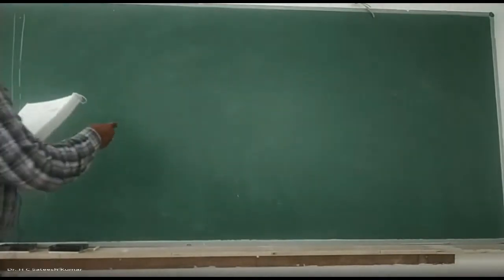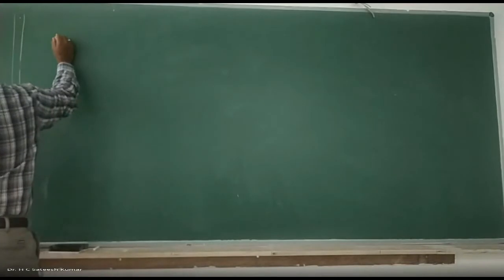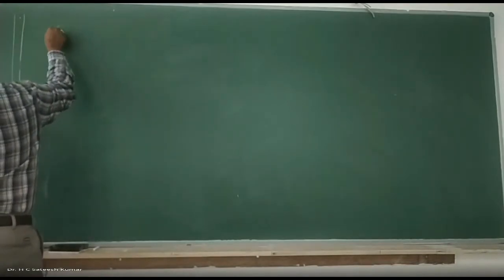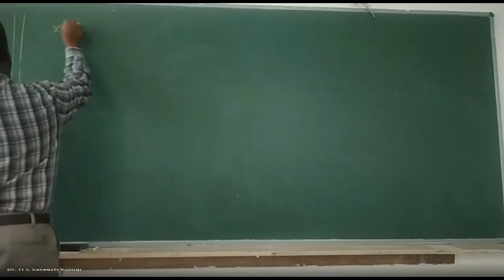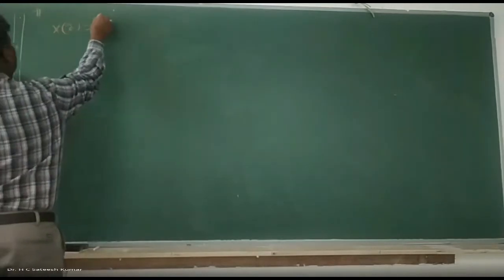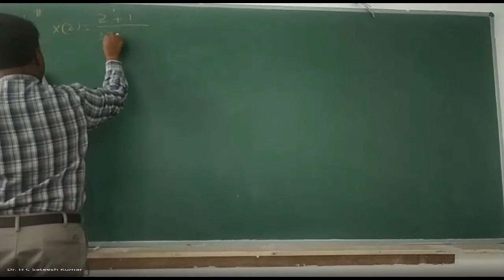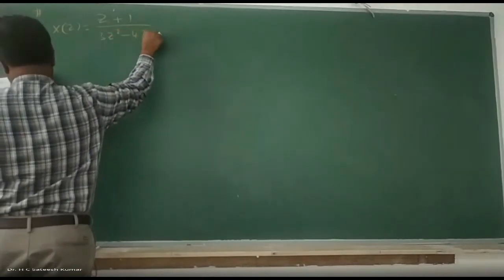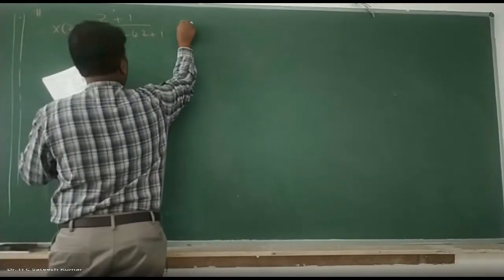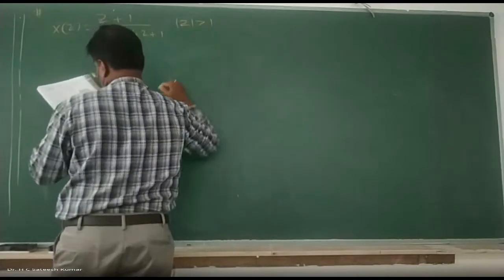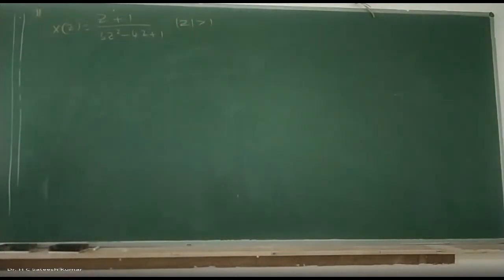So go for one more problem. This is an examination problem. It is an easy one. X of z is equal to z plus 1 divided by 3z square minus 4z plus 1 with ROC mod z greater than 1.